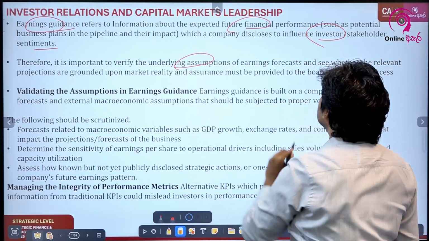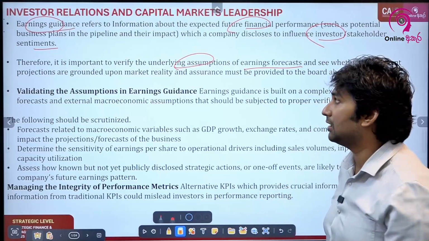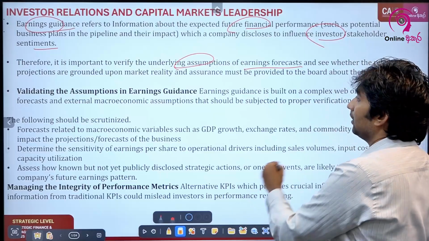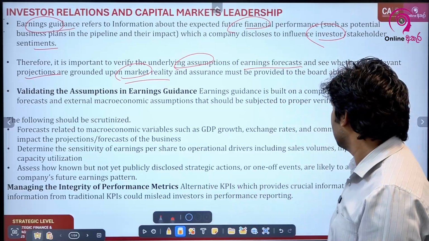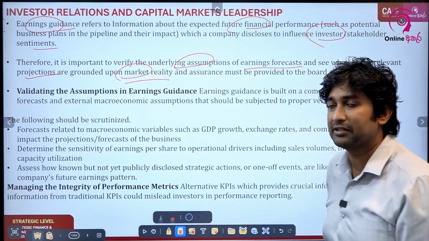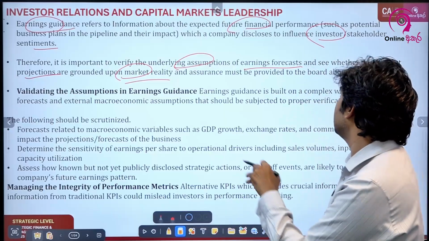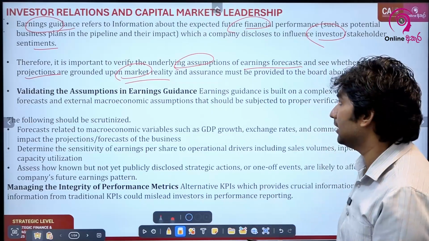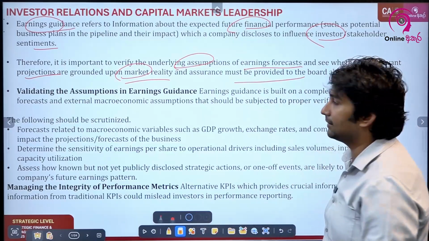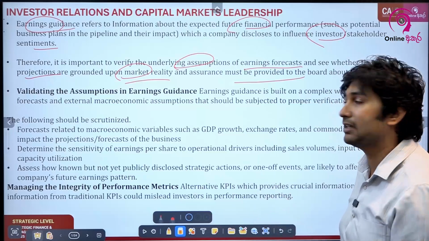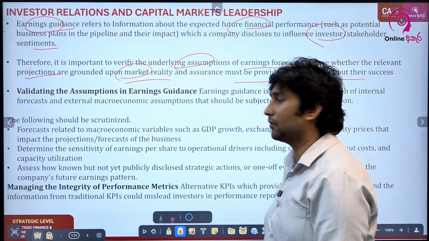You need to check the underlying assumptions of earnings forecasts that the company is disclosing to the general public, and you need to see whether the projections are grounded upon market reality, whether the projections are realistic, or whether the projections are a public relations exercise to obtain more and more further funding from the shareholders. You need to see whether the earnings forecasts are in line with the current market reality of the organization, and you need to give assurance to the board that these forecasts are correct and in line with the current financial position and performance of the organization.